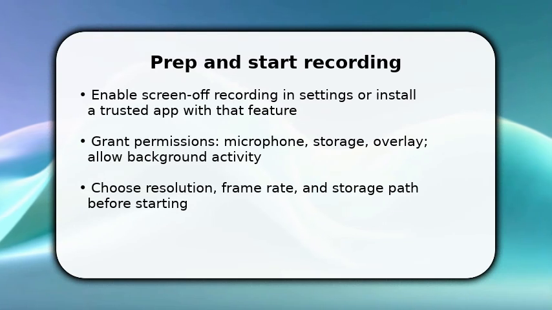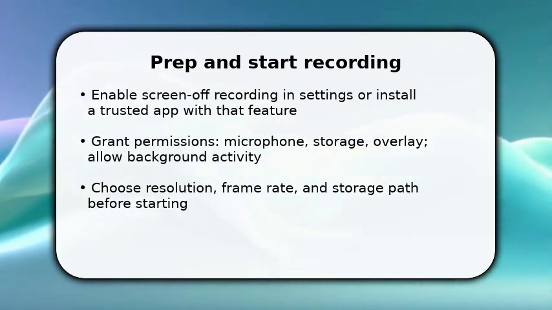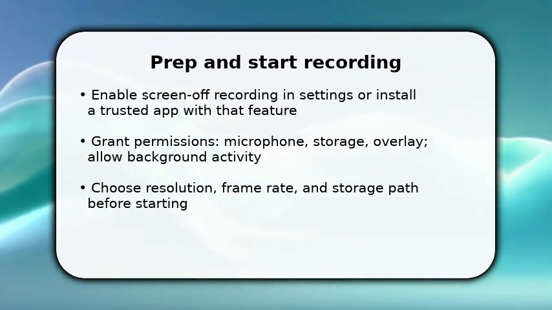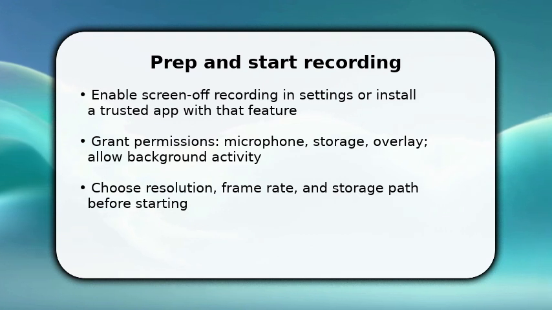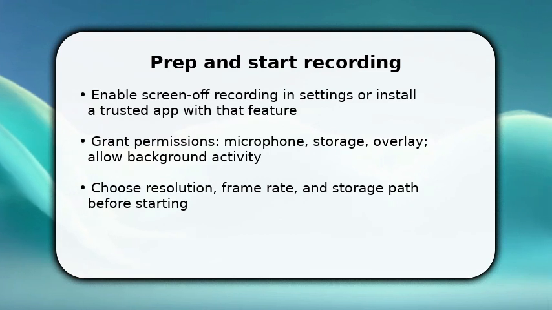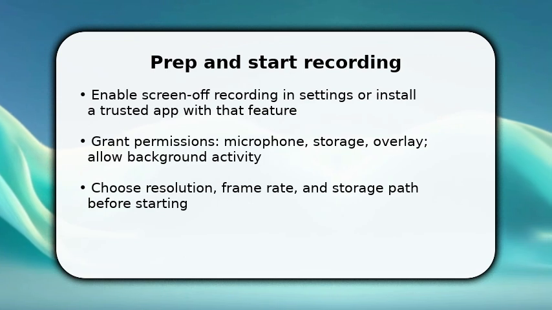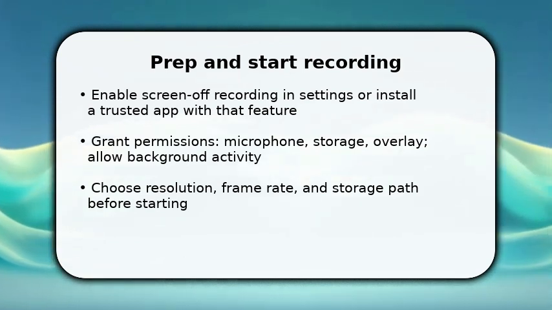You begin now. Open the app or setting that supports screen-off capture and select your profile. Tap Record immediately so the process is running. This prevents missing the moment. Make sure you granted microphone and storage permissions and enabled background or overlay permissions so the OS won't kill the task. Pick a resolution and frame rate that balance quality and file size. Once recording runs in background, you'll be able to lock or turn off the screen and keep capturing.